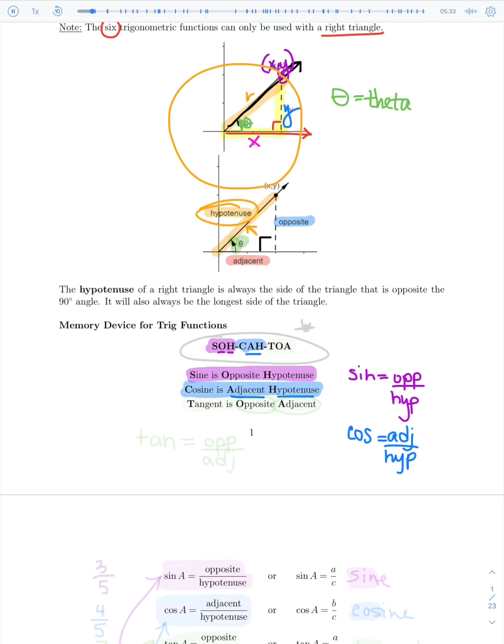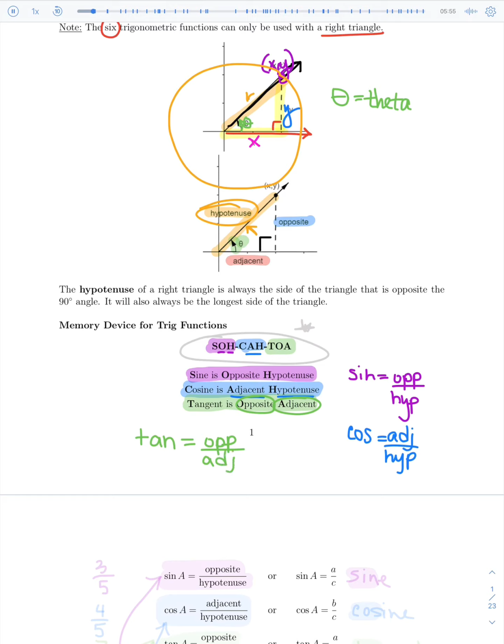And the last one, tangent, will be the TOA, which is going to be telling us that tangent, and we'll use shorthand TAN for tangent, is going to be opposite first. So opposite over adjacent.